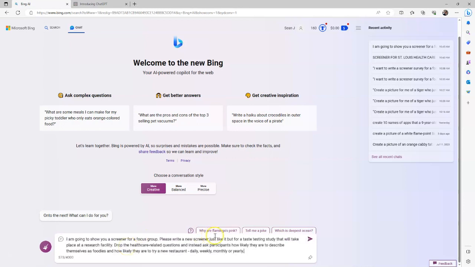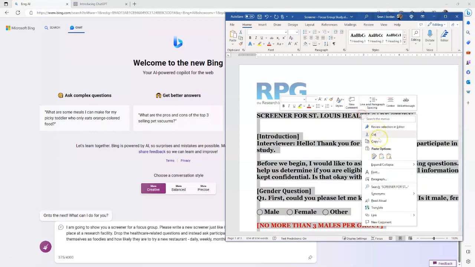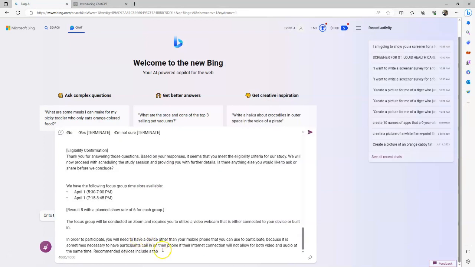So I'm going to say, I'm going to show you a screener for a focus group, and I want to change this from a healthcare study into something that pertains to foodies, and we're doing a taste testing study, and so I'm going to input all of that. Now, it doesn't quite fit. It can only do 4,000 characters, but I'll truncate the ending there.